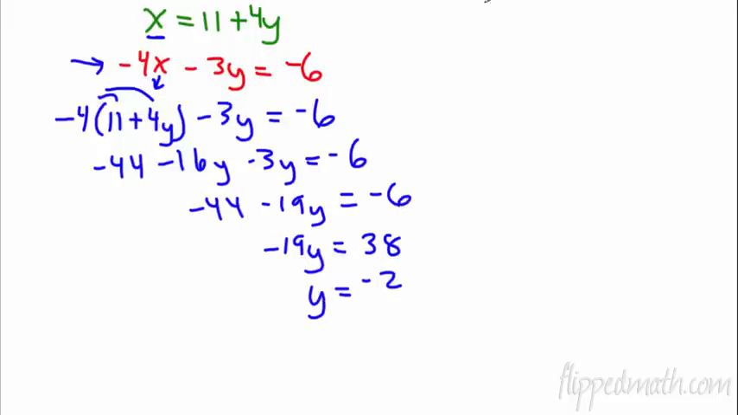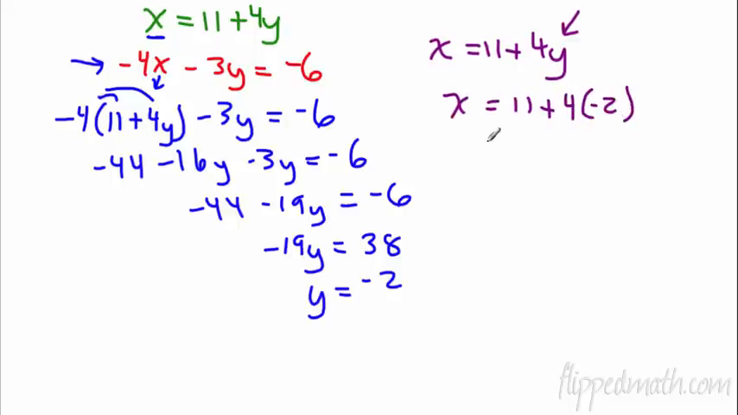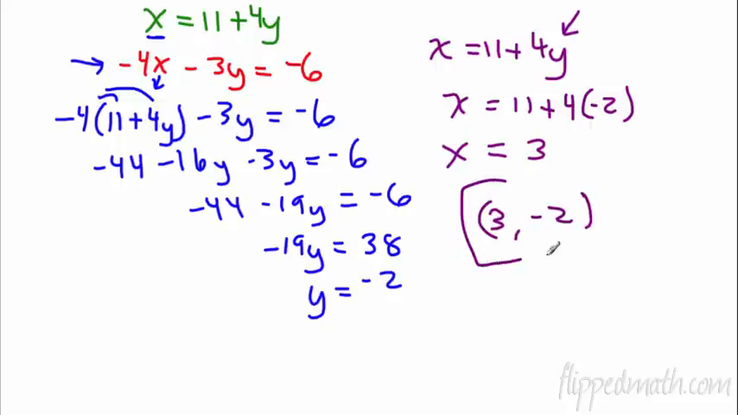I then take the first equation here. We have x equals 11 plus 4y. I got y is negative 2, so I'm going to plug that in right there. So x is going to equal 11 plus 4 times negative 2, and that works out to 3. So x equals 3. The solution to this system is 3, negative 2. By the way, I'm going to tell you now, some of your homework answers are decimals.